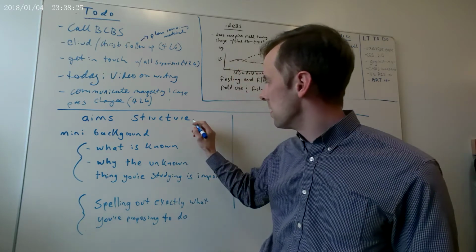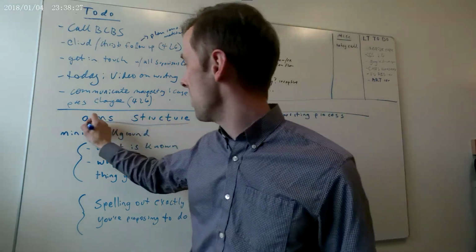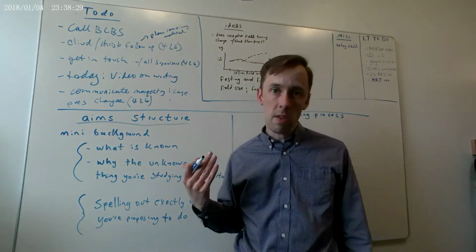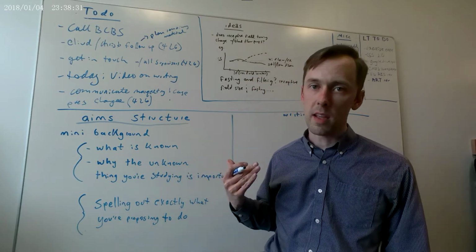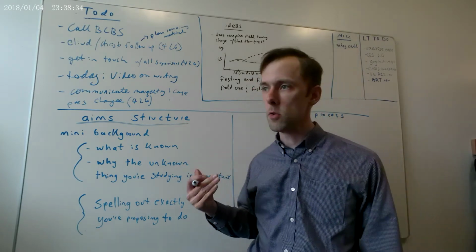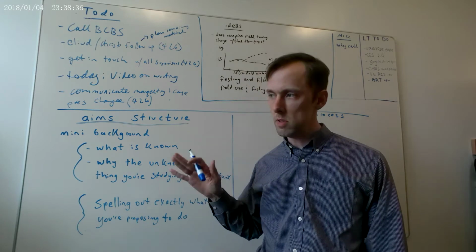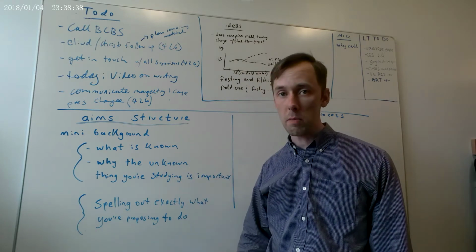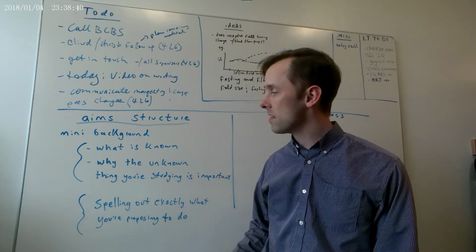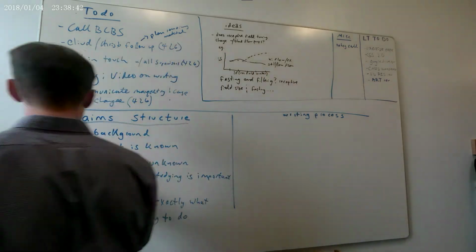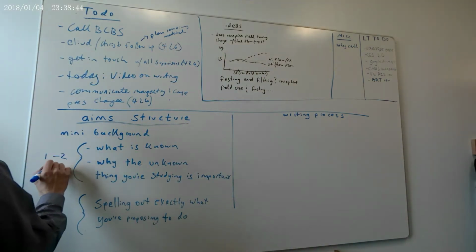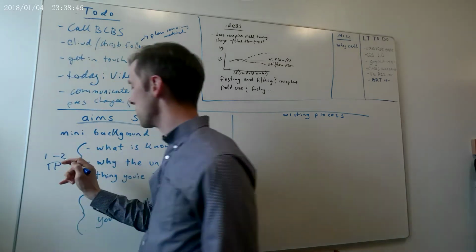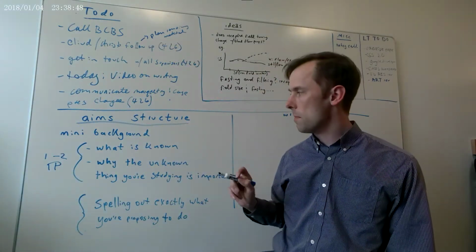So the structure of your aims, and again, there's a sample document, the aims that I wrote in my grad school dissertation proposal, are on Blackboard, so you can look at that. But basically it's one or two paragraphs that serve as sort of a mini background of the aims.